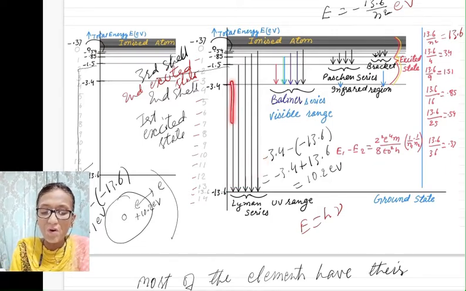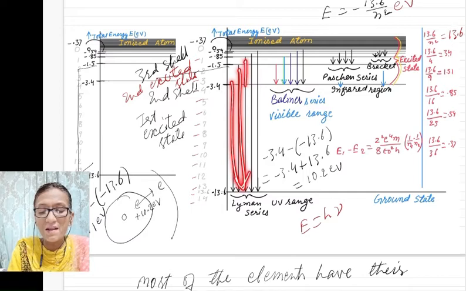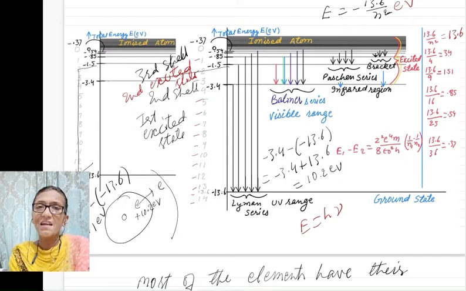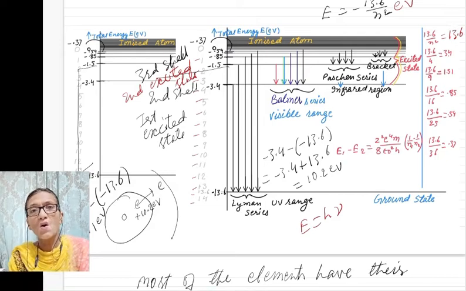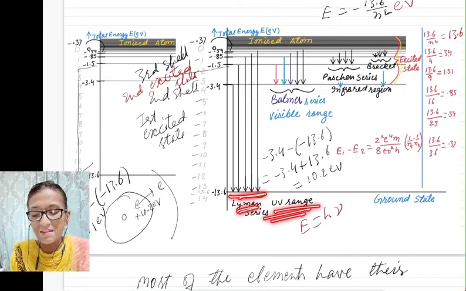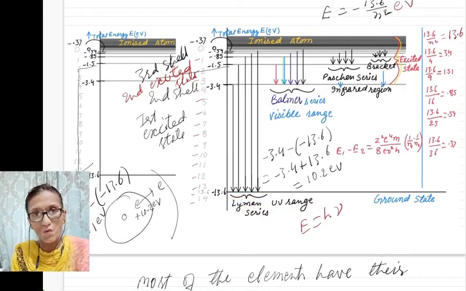This will be for these wavelengths of radiations. These are radiations of large frequency. And you know, when frequency is large, then in EM radiation, it may be UV radiation or X-ray or gamma ray, anything. So this series is called Lyman series, and this is for UV range of EM radiation.